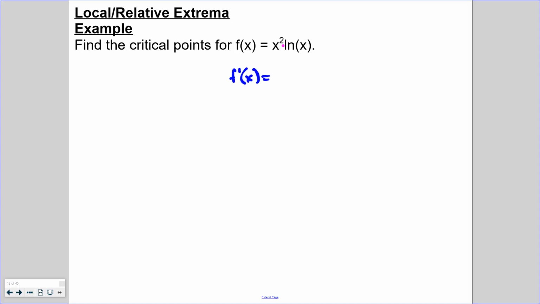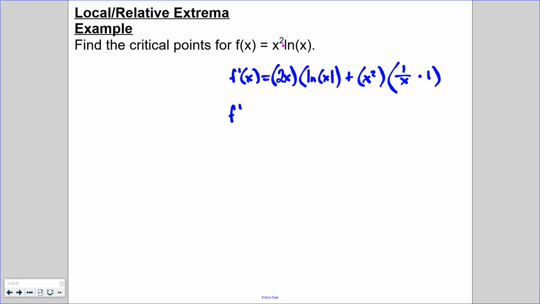Product rule says take the derivative of the first term, which is 2x. We multiply it by the second term, which is the natural log of x, plus the first term, which is x squared, times the derivative of natural log of x. Remember, derivative of natural log is 1 over the inside, times the derivative of the inside, and the derivative of x is just 1.